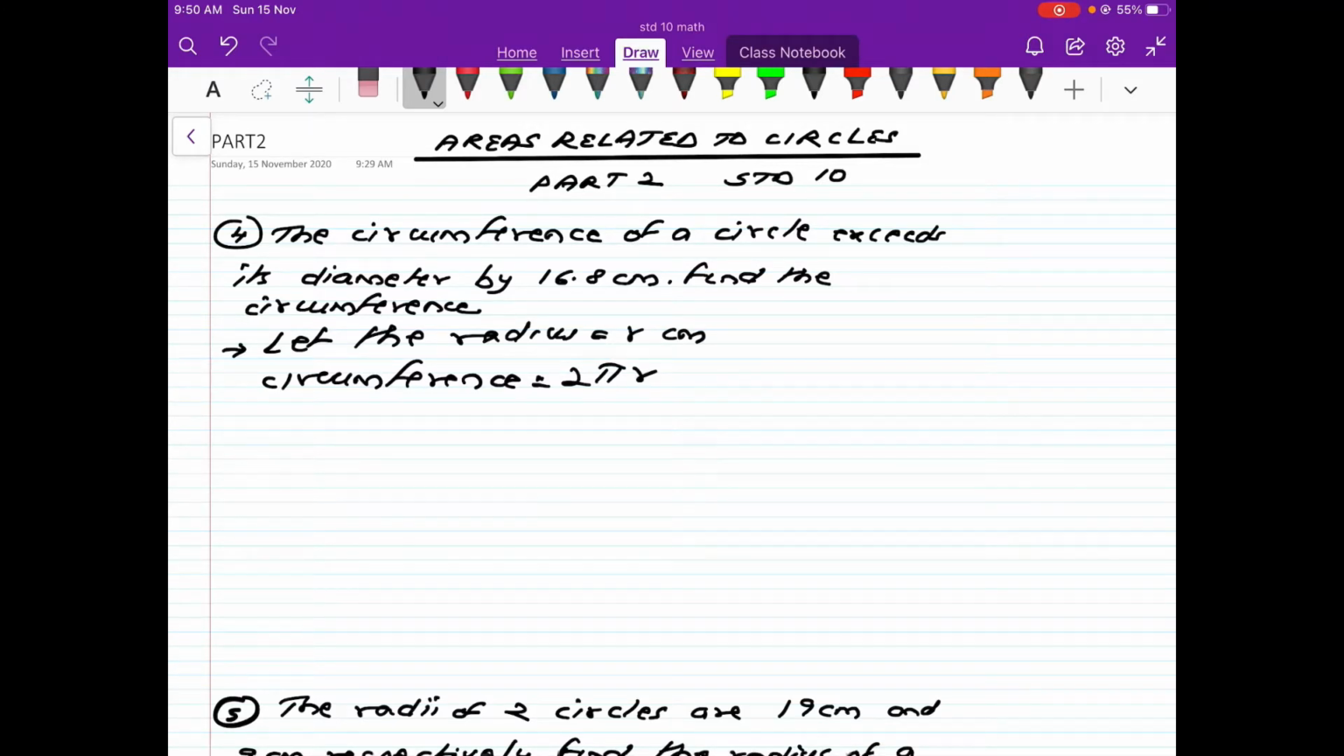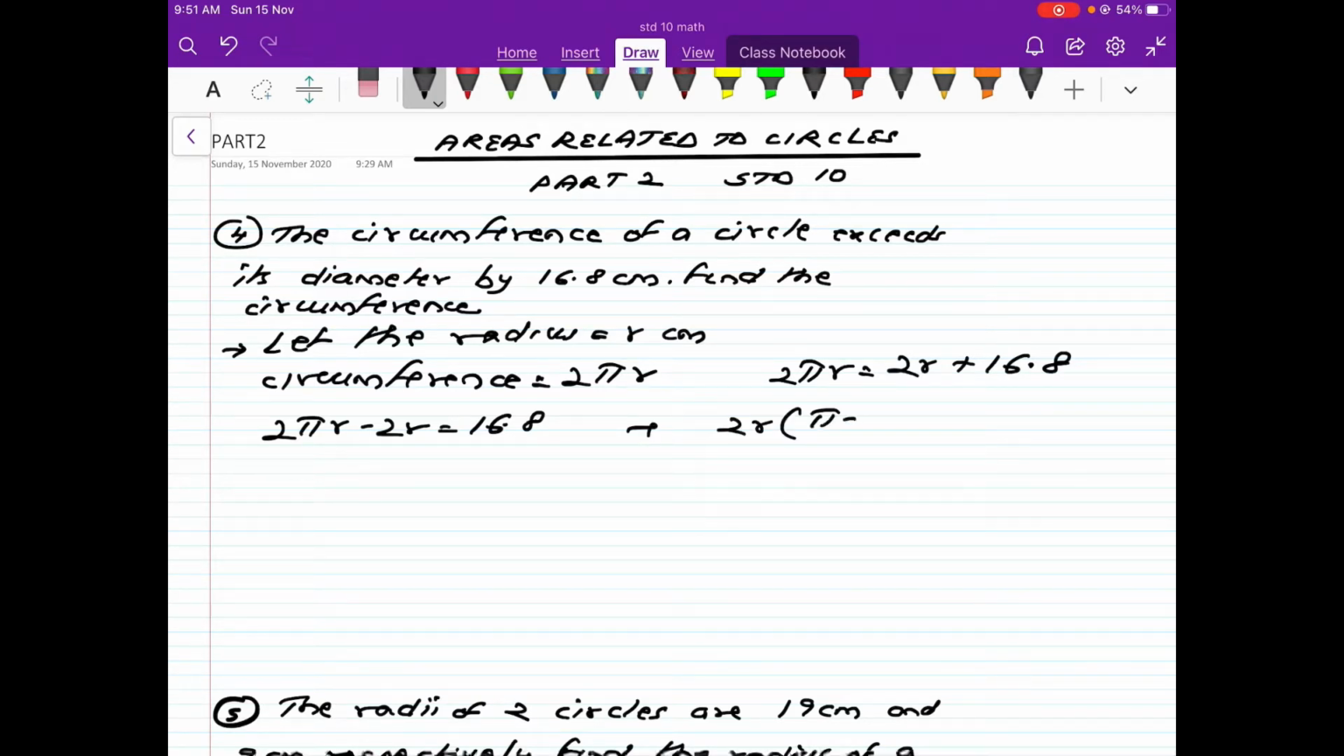The circumference exceeds the diameter. So I will write the circumference, it exceeds the diameter, so diameter is 2r, exceeds it by 16.8 centimeters. So we will just start doing this. We will transpose 2r to this side. It will become 2 pi r minus 2r is equal to 16.8. Then we can take 2r as common, so this becomes 2r into (pi minus 1) is equal to 16.8.